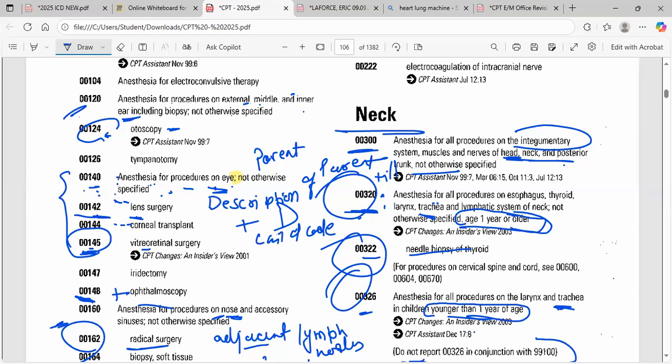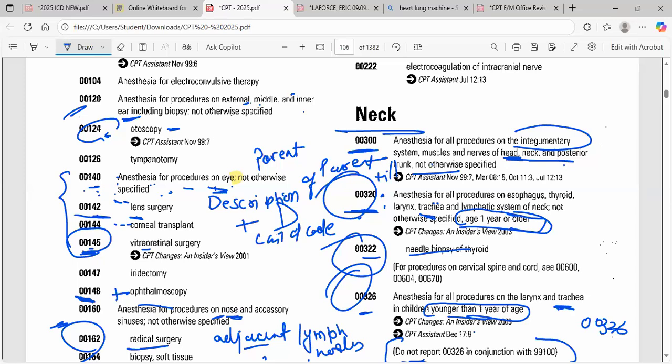So if the patient is younger than 1 year of age, we are going to use 00326. And in the parenthetical instruction, we have an instruction that we are not going to use 99100 in conjunction with this. So the answer should be C. So our answer should be C only.